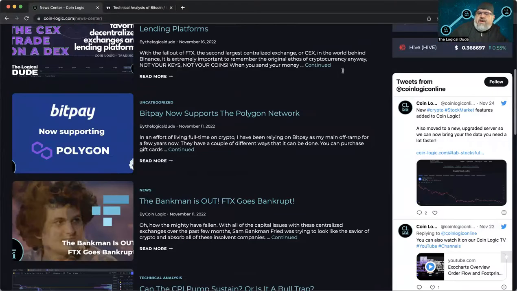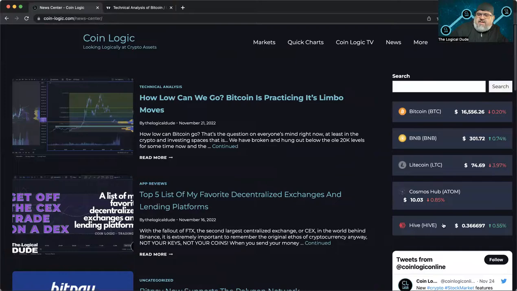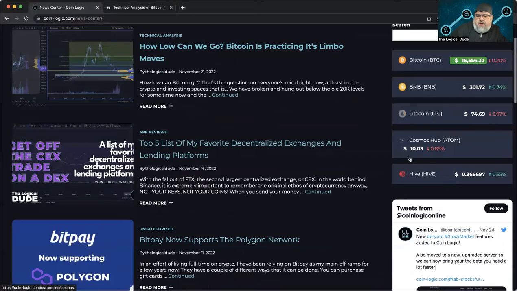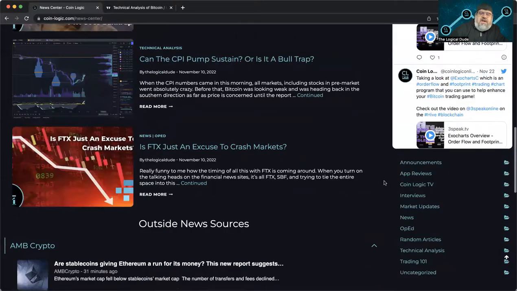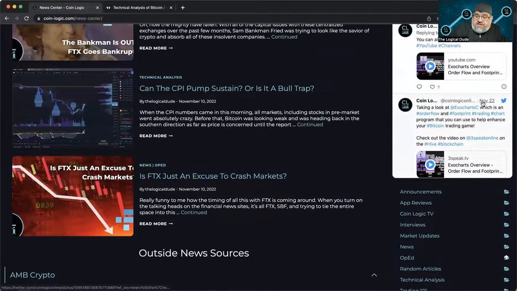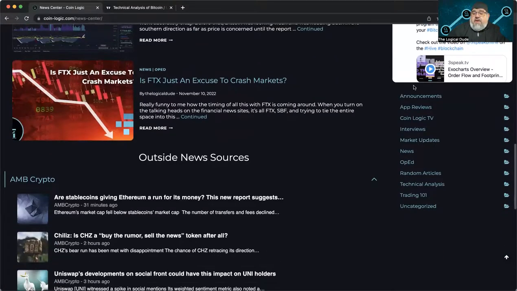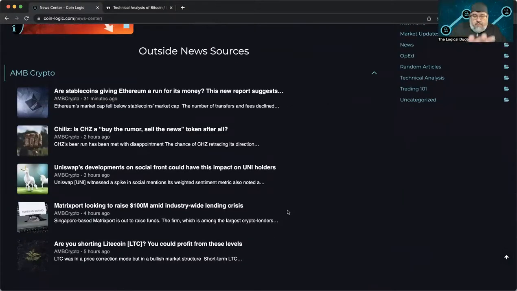Sorry. Over here to the right, you've got a quick little price feed here, a search. You've got tweets from the CoinLogic account. So go follow CoinLogic online on Twitter. And then you've got your categories over here. These are the different categories that we put posts in. All right, moving on along.